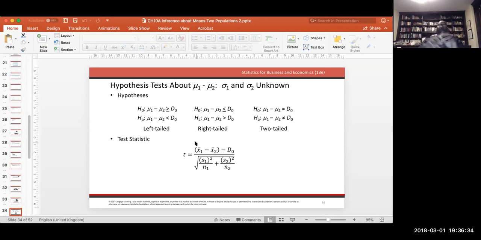So first scenario, we are interested in difference between population means, but the standard deviations are known, so we use Z. Second scenario, interested in the difference between population means, but the standard deviations are not known, so we will use T. Third situation now is a particular case, which we refer to as matched pairs.